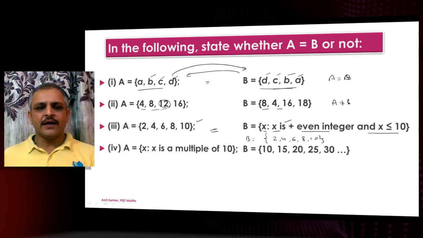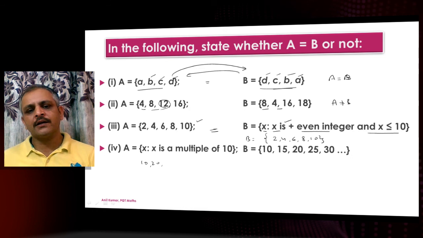x is a multiple of 10. This time the left hand side is given by the property method. So multiples of 10 will be 10, 20, 30, and so on. Now check whether A and B are equal or not. What is B? 10, 15. 15 is not a part of this set. So A is not equal to B.